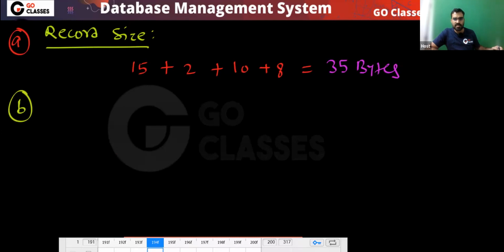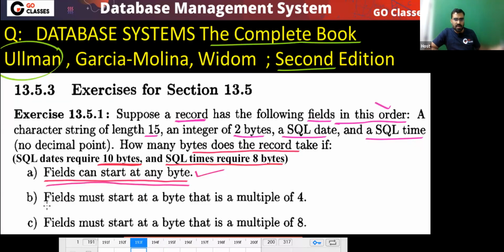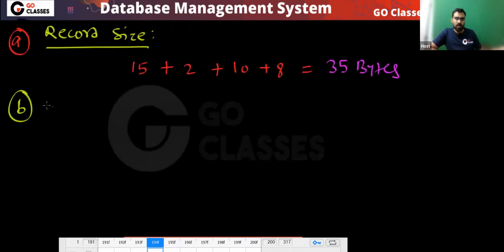What is the question asking next? The question is asking: fields must start at a byte address which is a multiple of 4. Every field must start at a byte address which is a multiple of 4. So what should happen? Remember, every field should start at a byte address which is a multiple of 4.